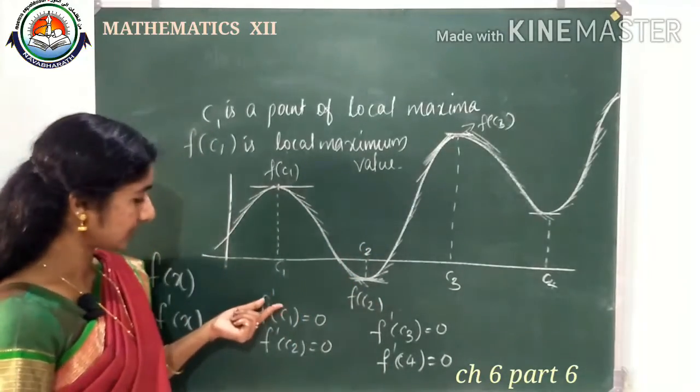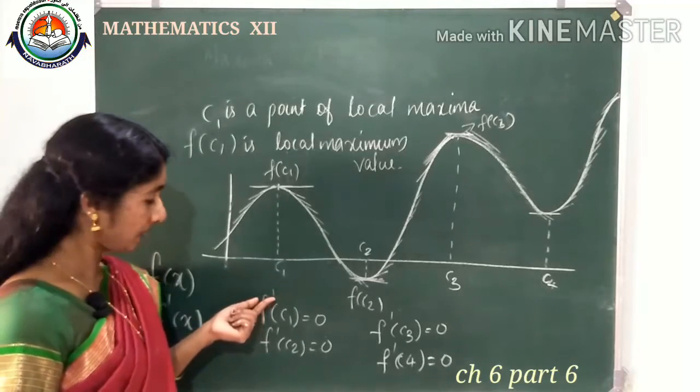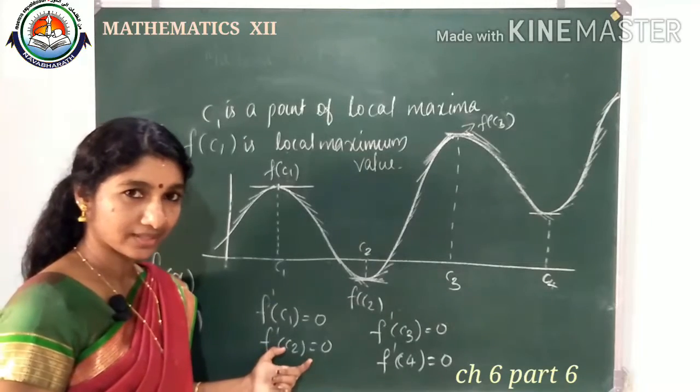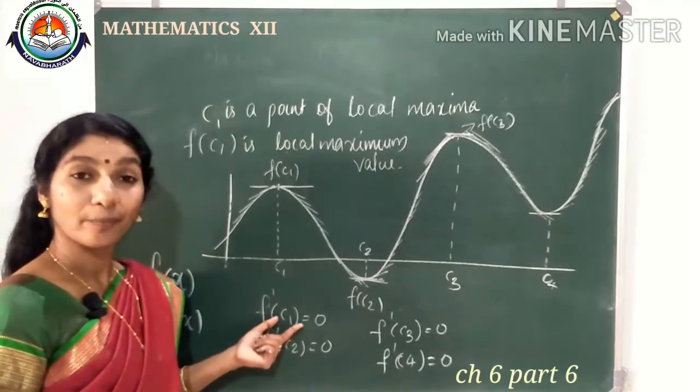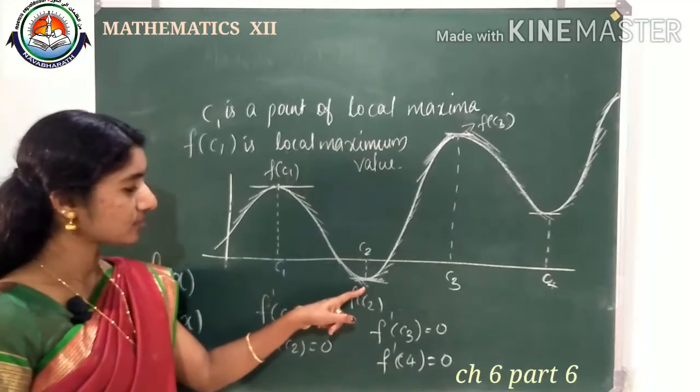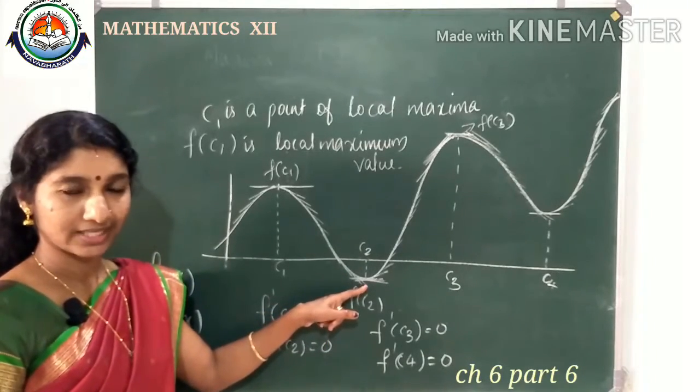So according to the derivative explanation, what can we say? f dash of C1 equals 0, f dash of C2 equals 0. What have we actually written? We wrote that the slope of the tangent equals 0, that is f dash of C1 equals 0. At C2 also the slope of the tangent equals 0.